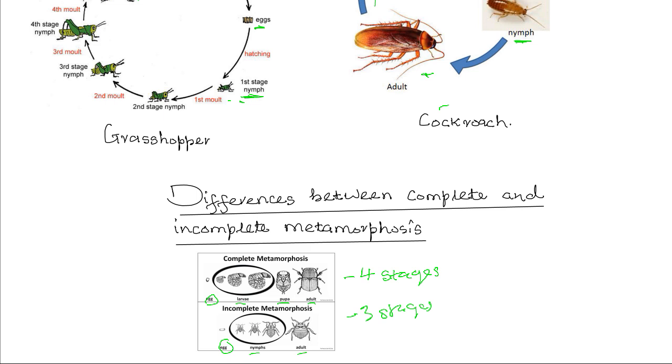The second difference is that in the complete metamorphosis, the egg hatches into a larva, which is very different from the adult. But in the case of the incomplete metamorphosis, the egg hatches into a nymph that is a small version of the adult. It's similar, only that it is smaller, may not have wings, and the sex organs are immature.